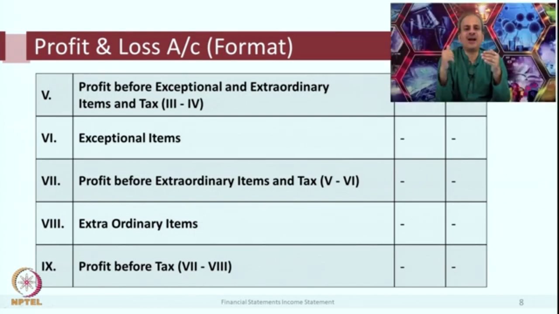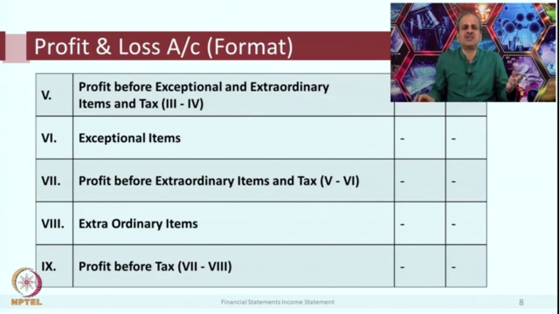Now, a few more items are considered there. They are known as exceptional and extraordinary items. Do you remember what these items are? These items are non-recurring in nature. In the normal course of business, we don't expect them every year. Like say a fire, like some major accident. I am not talking of a very small fire or a very small accident.